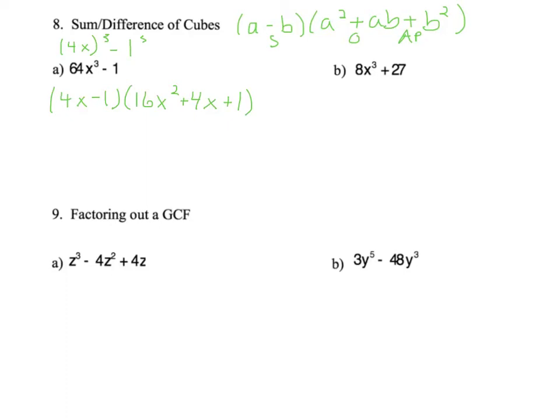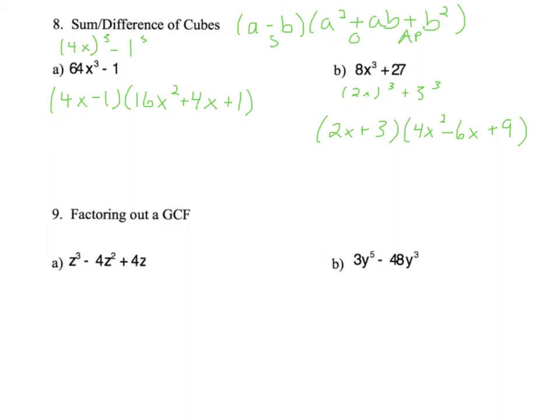For 8x cubed plus 27, we're going to do the same thing. So 8 is 2 cubed, so our a will be 2x, and 27 is 3 cubed. So our first factor will be 2x plus 3. And then our second factor will be a 4x squared. This time we'll do a minus because we need the opposite sign. So minus whatever 3 times 2x is, which is 6x, plus b squared, so plus 9. And once you factor using the sum or difference of cubes pattern, you're done. You don't have to factor further because the last factor is never factorable.